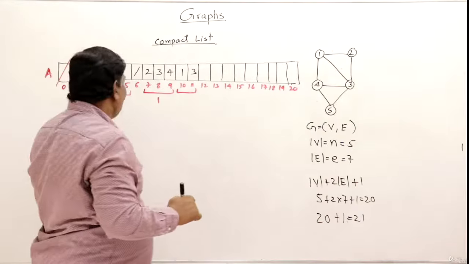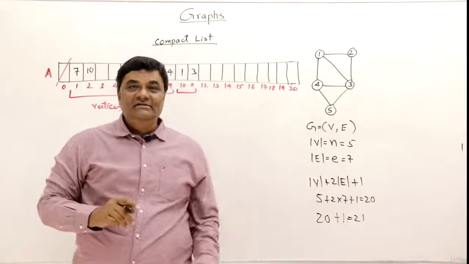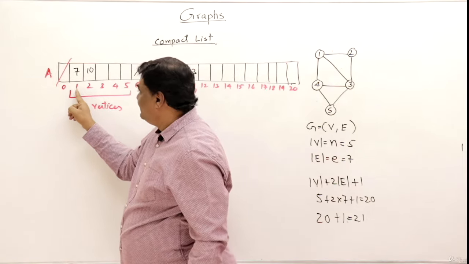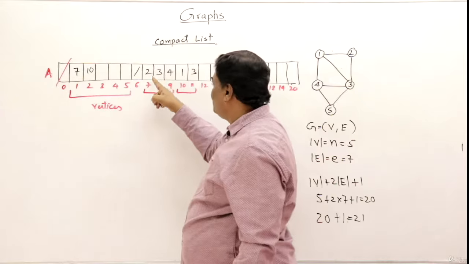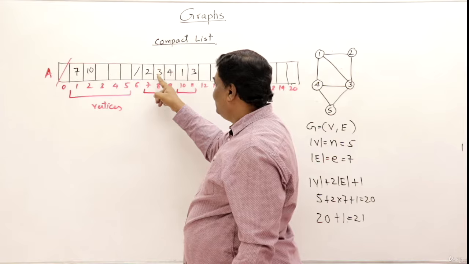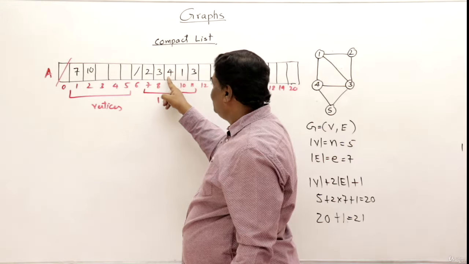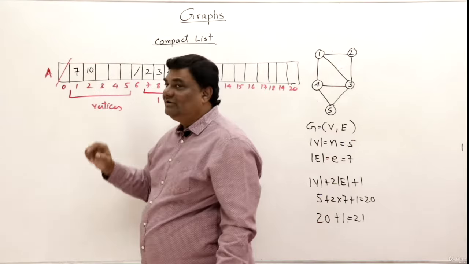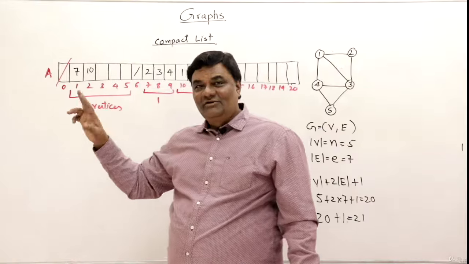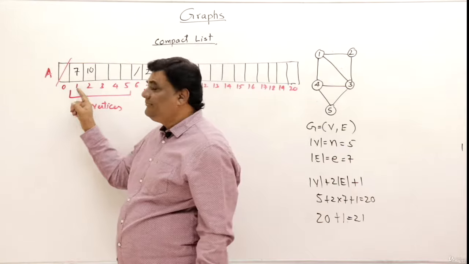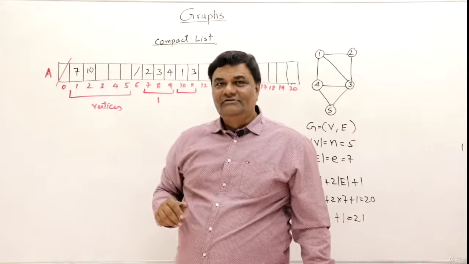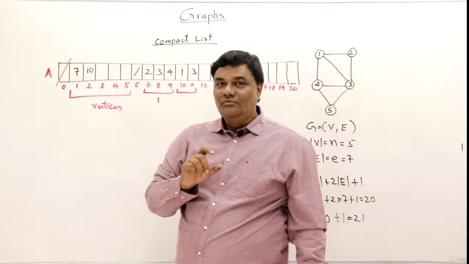Now, as we have 7 and 10, observe this. The adjacent vertices of 1 are starting from 7 onwards. Okay, 7, 8, 9, stop. Why? Because the next location belongs to 2. So 7 and 10 together give the starting and ending point for vertex 1. That's how we keep the starting index of the adjacency list of vertices.